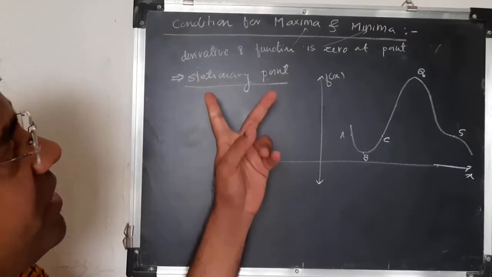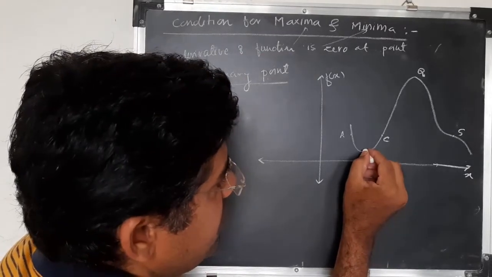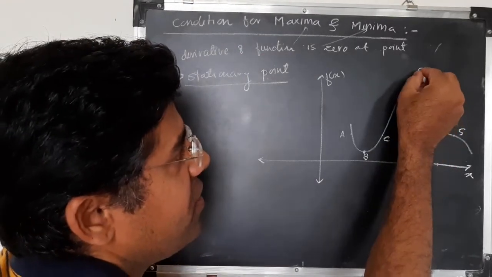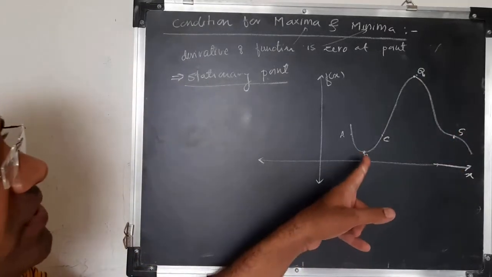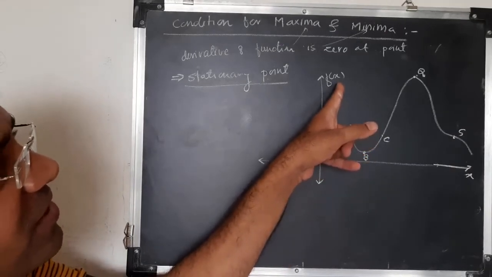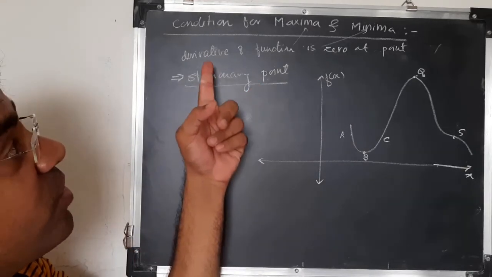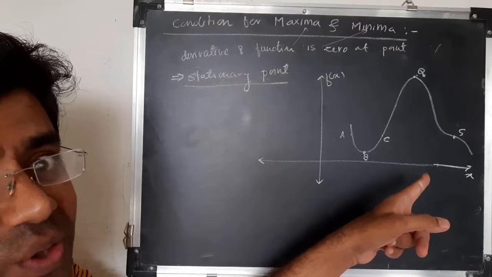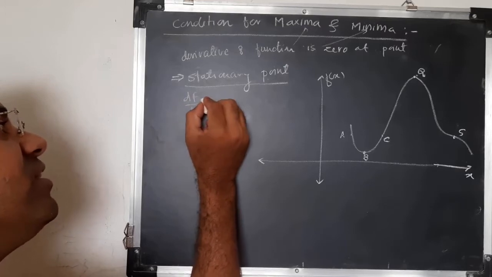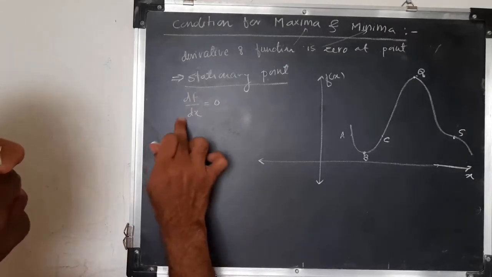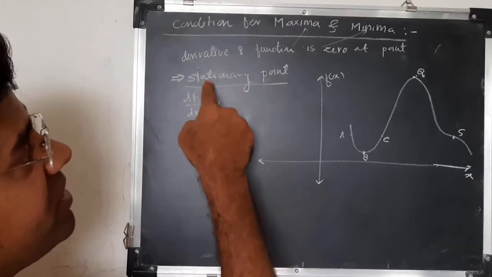Okay, so where is the stationary point? The derivative of a function is 0 means, suppose you have taken this B point, the Q point, the S point, and if you find the derivative of that particular function, it goes to 0. So this is df by dx equal to 0. The derivative of that function at that point is called your stationary point.